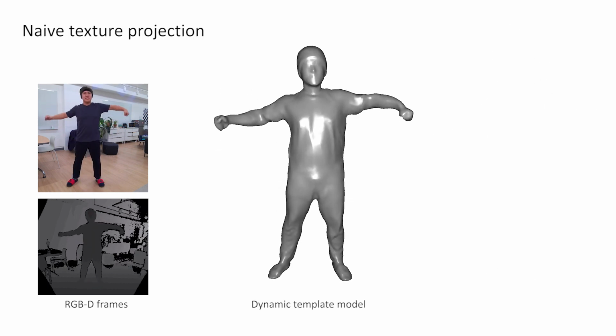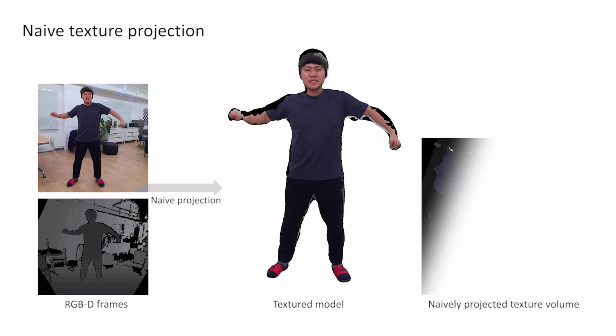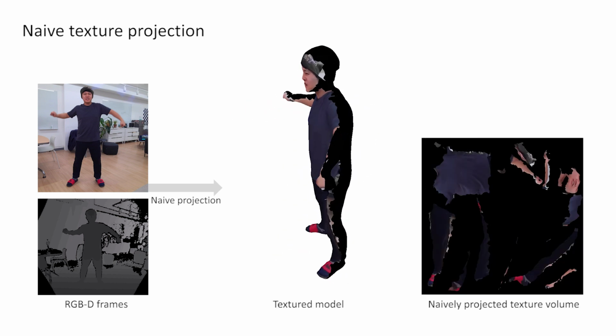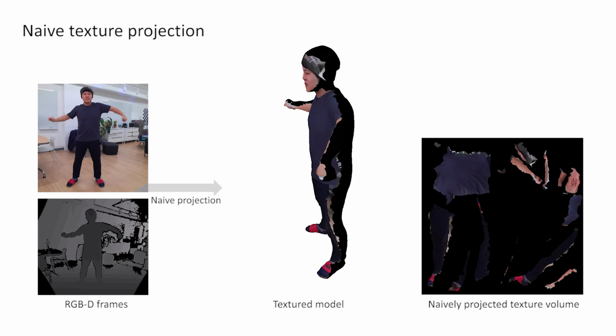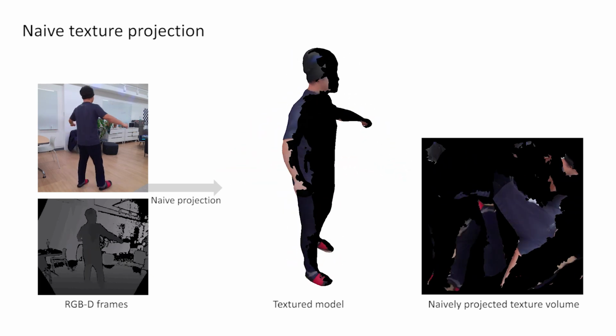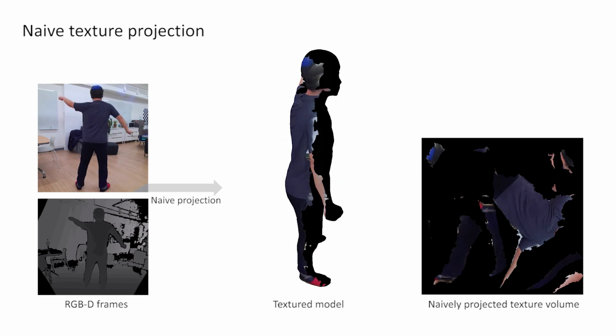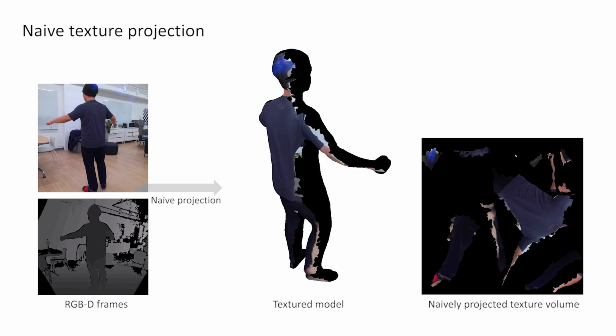A direct way to generate a texture volume for the dynamic object is projecting color images onto the deformed meshes using calibrated cameras. However, this approach can cover only the visible regions at each frame. In addition, projected textures may have drifts among different frames due to misalignments caused by camera tracking and calibration errors.